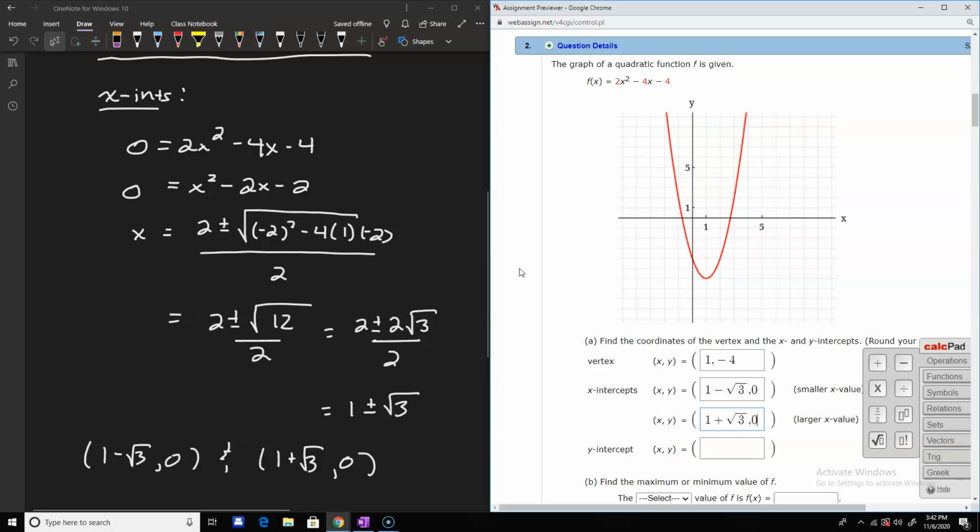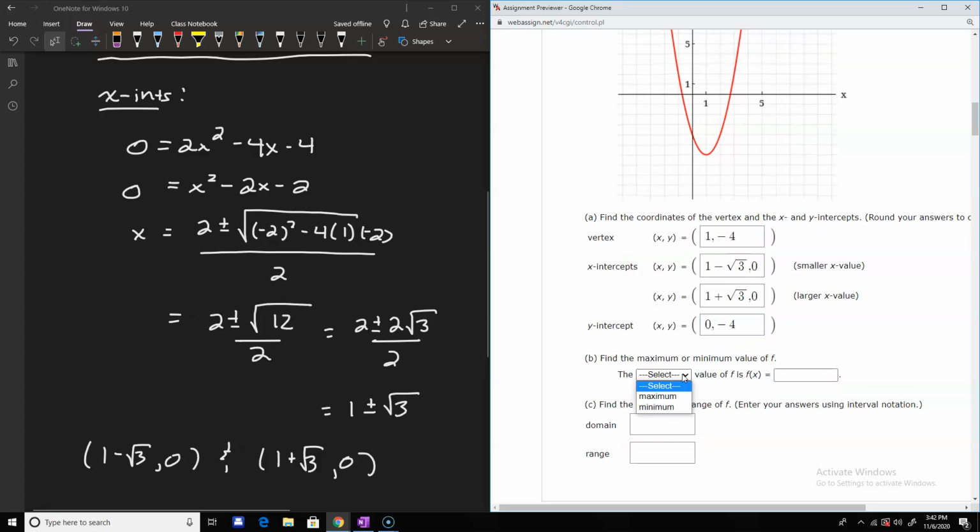And then the y-intercept is easy. That's just the minus 4. So when you plug 0 in for x, the 2x squared goes away, the minus 4x goes away, and we're just left with the minus 4. So that should be 0, minus 4. Because the parabola opens up, we know that's going to be the minimum value. So that's the minimum value of f of x, minus 4.